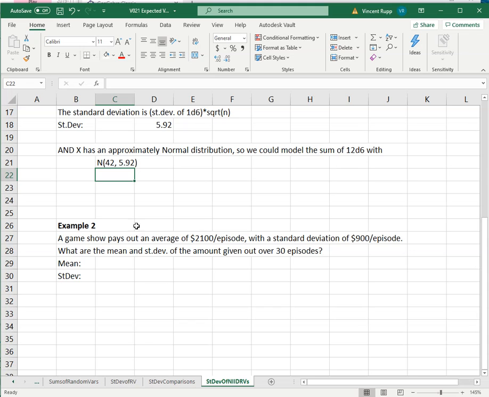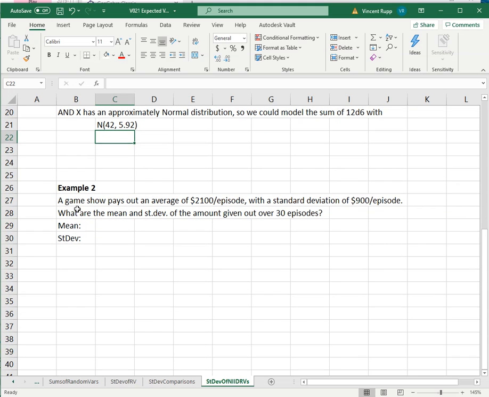As another example, let's suppose there's a game show that pays out an average of $2,100 per episode with a standard deviation of $900 per episode. There are lots of game shows that have payouts, everything from Jeopardy and Wheel of Fortune to Deal or No Deal. Even a lot of those reality courtroom shows, they're not really real courts. The show pays the settlement, whatever it is, because it's just entertainment. It's not meant to be legally valid.